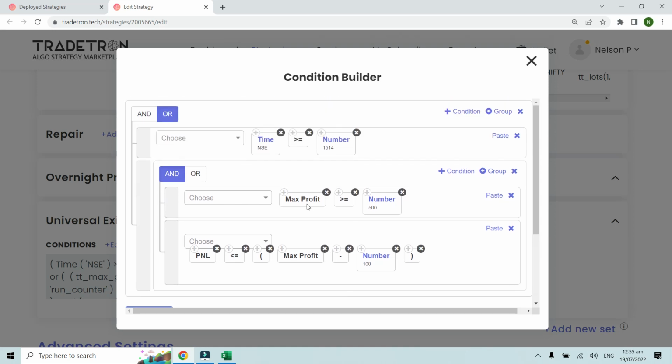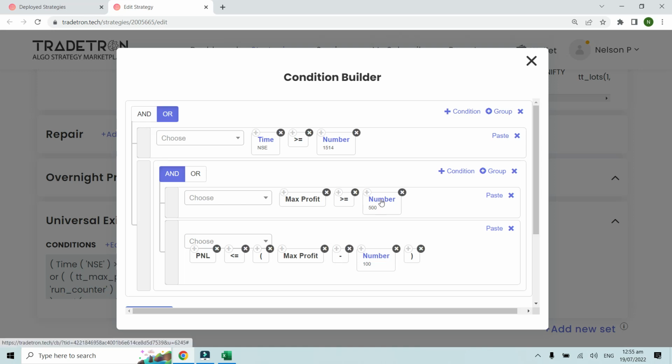So what it will do is, whenever the max profit reaches greater than 500, then after that, if the PNL, or the profit and loss, comes to less than the max profit amount, that whatever is the max profit it has reached minus 100 points, then it will exit the strategy.